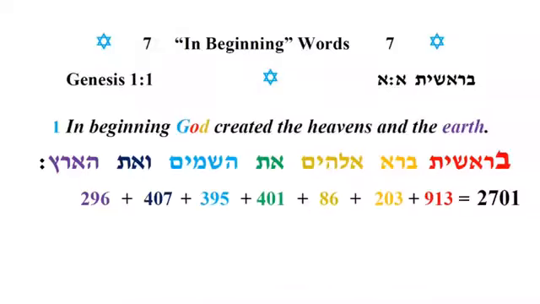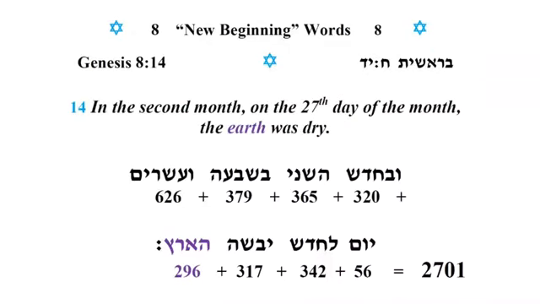Okay, Genesis 1:1 adds up to 2701. It has 7 words, right? There's another verse that adds up to 2701 in the Bible, and it has 8 words. It's Genesis 8:14. We've just had the flood, and the ark has landed, and they've got off the ark, all's well. And here it is, Genesis 8:14. In the 2nd month, on the 27th day of the month, the earth was dry.